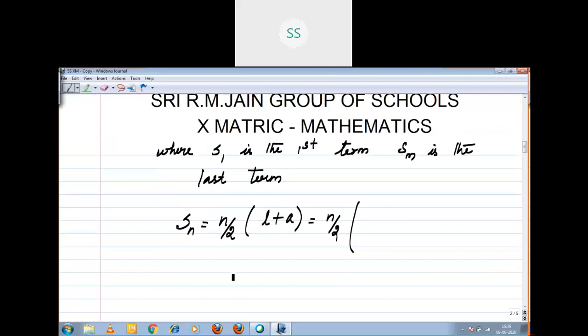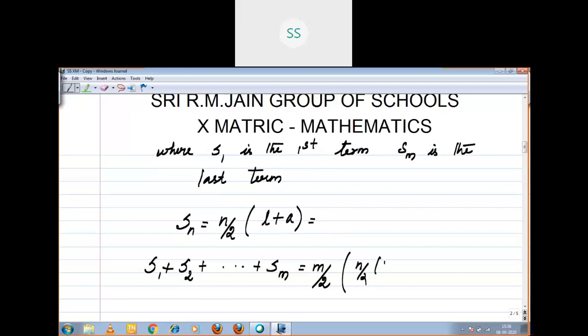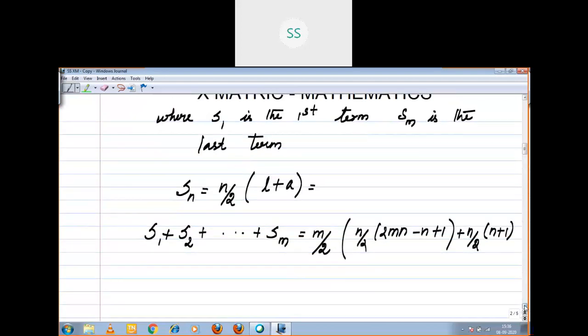Sn equal to, now, S1 plus S2 plus etc. plus Sm equal to m by 2. Here your n is m into what is your L? n by 2 into 2mn minus n plus 1 plus n by 2 into n plus 1. Got it, children? Now, because if it is Sn, the outside it will become n.